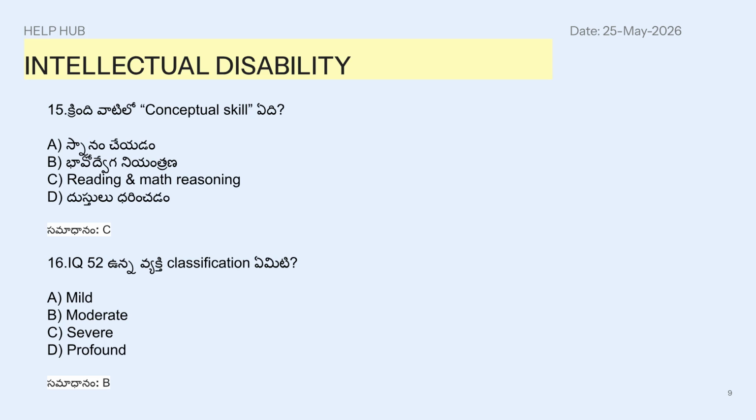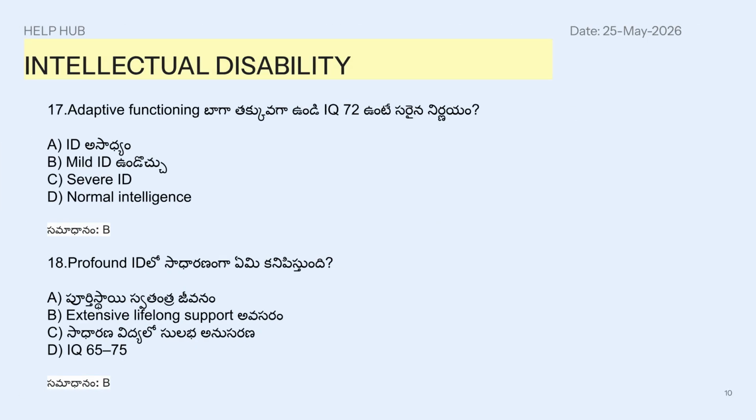Question 16. What is the classification of a person with an IQ of 52? The answer is B. Moderate. Question 17. What is the correct decision if adaptive functioning is very low and IQ is 72? The answer is B. Mild ID may be present. Question 18. What is generally observed in profound ID? The answer is B. Extensive lifelong support is needed.